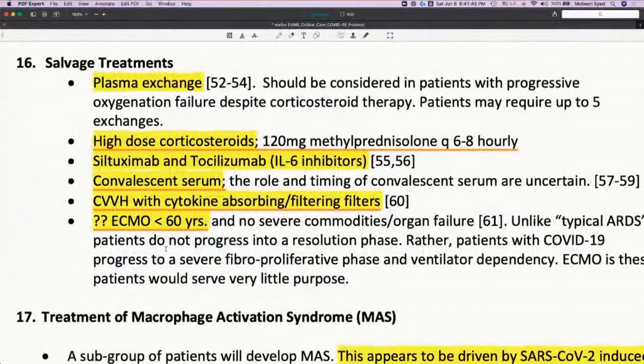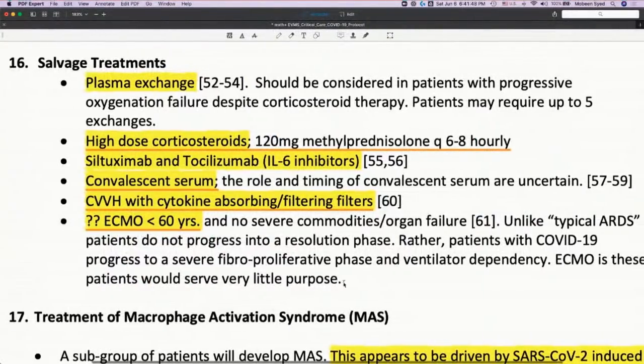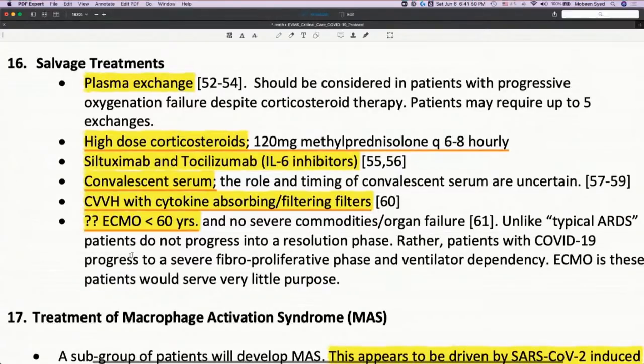And they try that by giving steroids and other anti-inflammatories so that the fibrosis or organization does not occur. So here, that is what they're talking about. They're saying that this is unlike typical ARDS. Patients do not progress into a resolution phase, meaning the pneumonia does not resolve. Rather, patients with COVID-19 progress to a severe fibroproliferative phase and ventilator dependency. So that is the problem. And then ECMO in these patients would serve very little purpose.